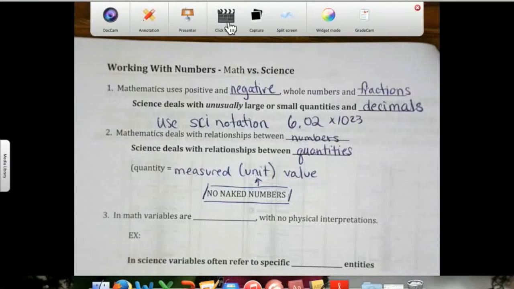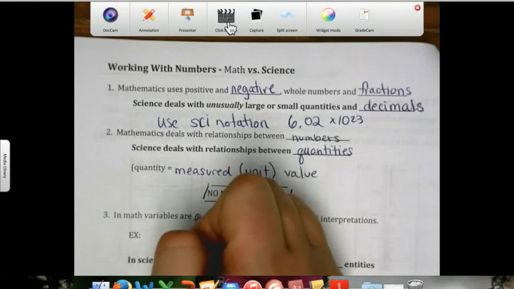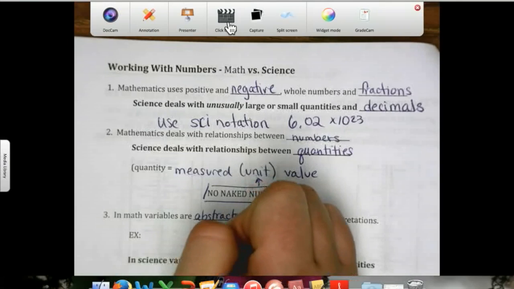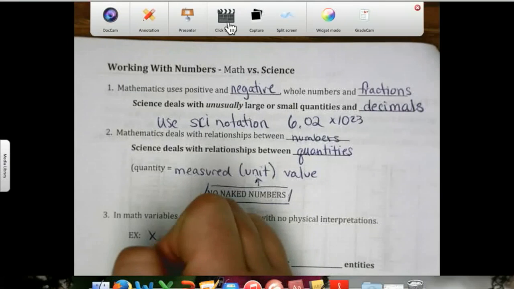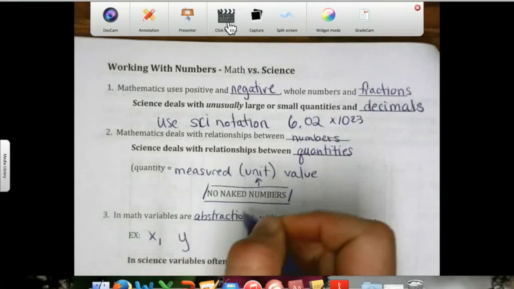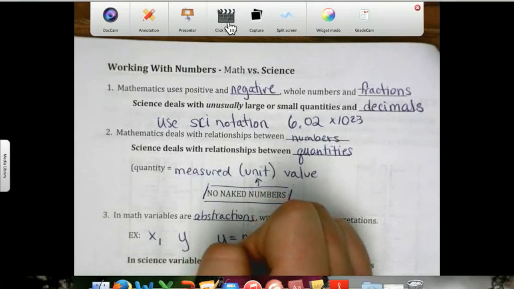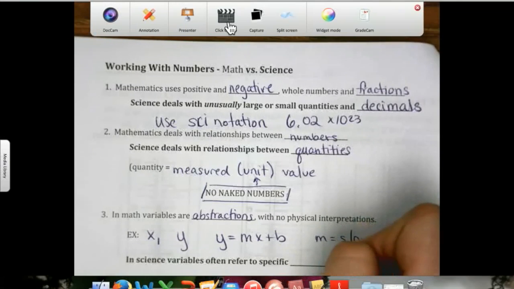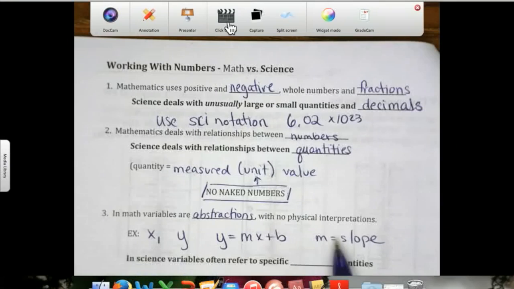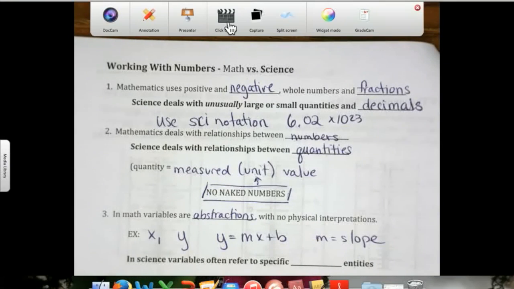In math, variables are abstractions. Okay? They don't have any physical interpretations. Sometimes we talk about having 4 apples and 3 oranges, but really those numbers are just numbers. They're ideas. And so when we talk about x or y equals mx plus b, where your m is your slope, you're really just talking about the idea of those numbers. They don't actually represent anything in the physical world.